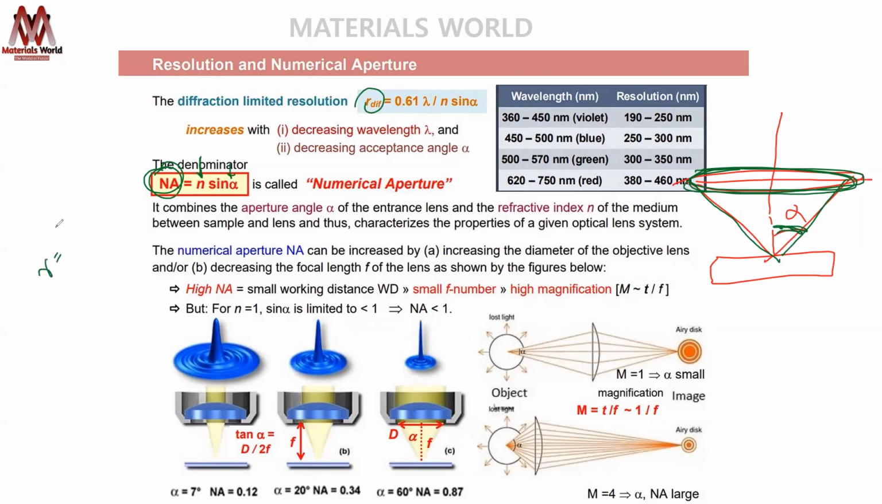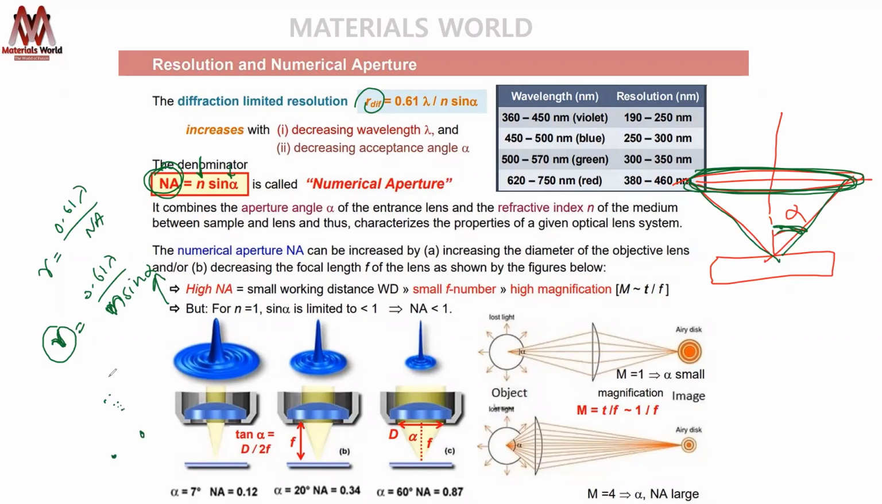So 0.61 lambda by NA, that is nothing but 0.61 lambda by small n sin alpha. If you increase alpha, you are decreasing R. That means the smallest distance to resolve is getting smaller. That means its resolution power is increasing.